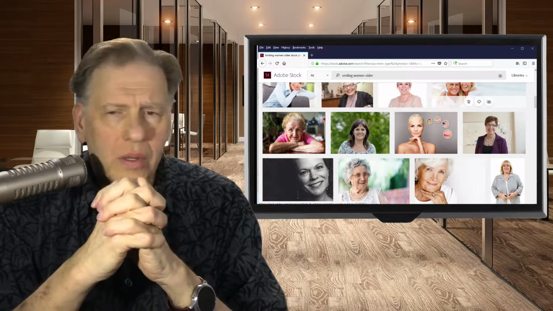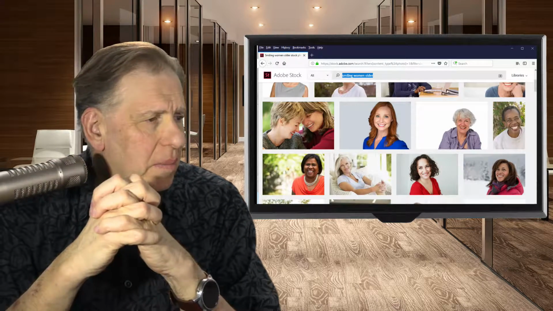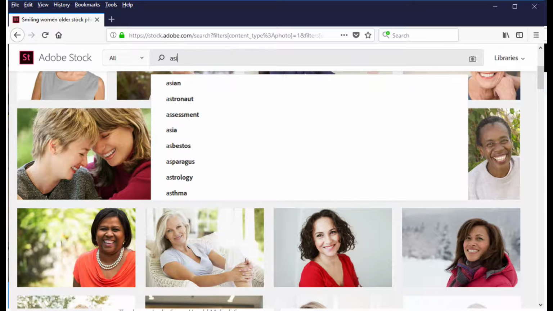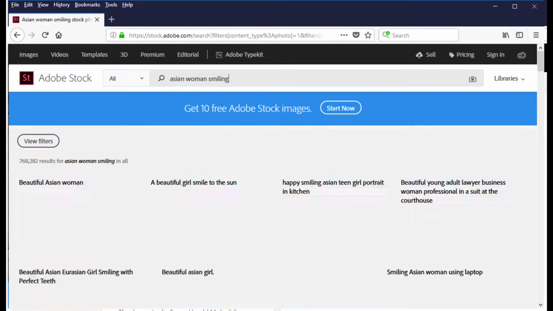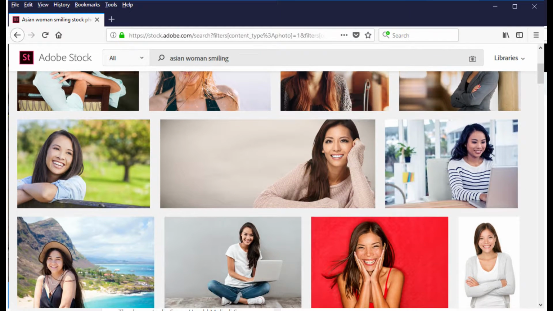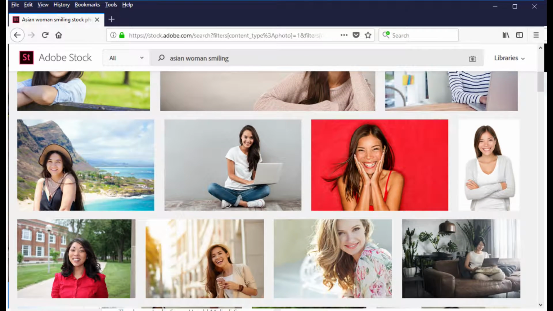Let's say we're looking for somebody from Asia. Let's say we're looking for Asian woman smiling. And we're getting Asian women smiling? Yes. So the tagging on the photo database is excellent. We're finding everything we want.